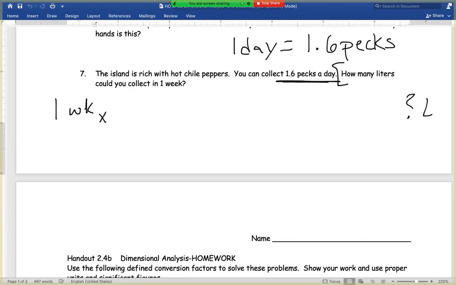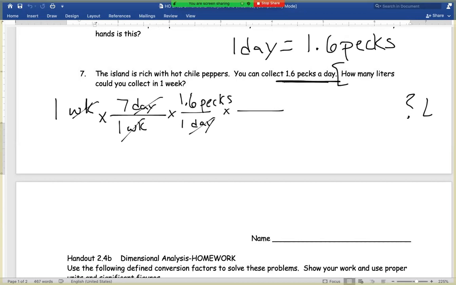Well, cool. I'm in weeks. I know that for every 1 week, there are 7 days. And now I know that per day, I can pick 1.6 pecks of peppers. Sorry, weeks cancel, days cancel. I'm into pecks. I'm looking up above at my pecks.